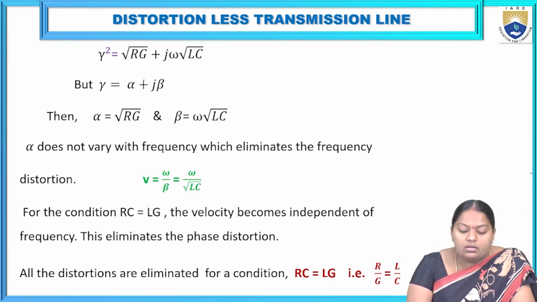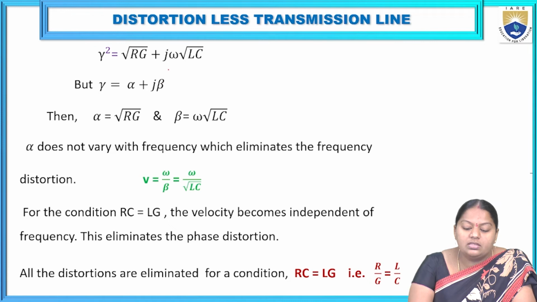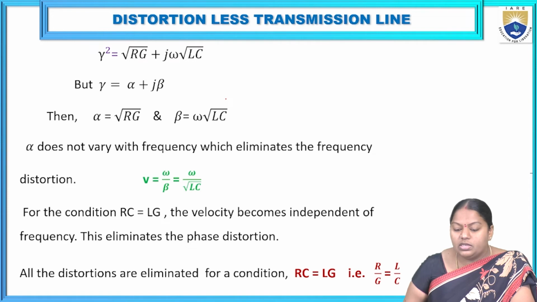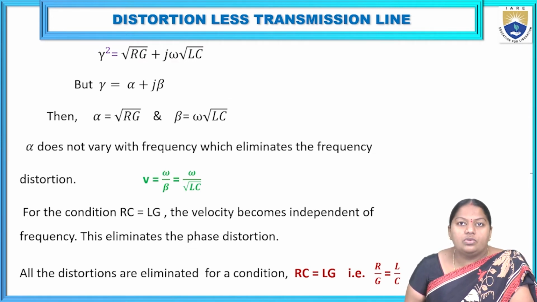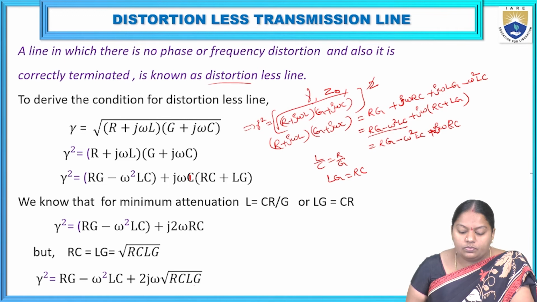So by comparing the real and imaginary terms on both sides, α is nothing but √(RG) and β is ω√(LC). For a distortionless transmission line, the attenuation constant α is √(RG) and the phase constant β is given by ω√(LC).